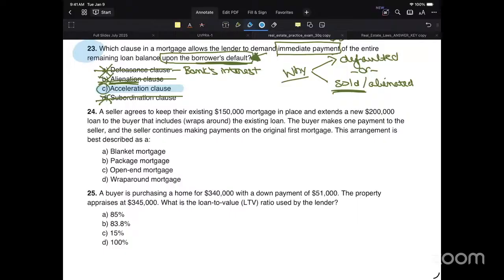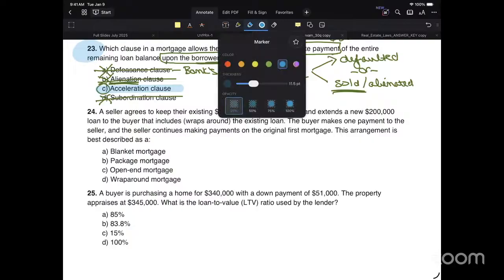A seller agrees to keep their existing $150,000 mortgage in place and extends a new $200,000 loan to the buyer that includes or wraps around the existing loan. The buyer makes one payment to the seller, and the seller continues making payments on the original first mortgage. This arrangement is best described as A, a blanket mortgage, B, a package mortgage, C, an open-end mortgage, or D, a wraparound mortgage.